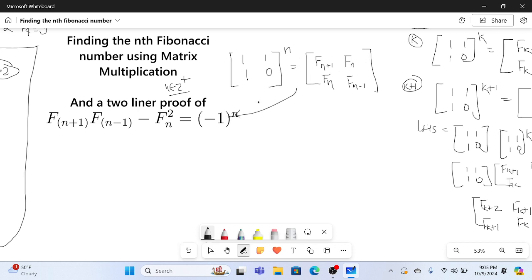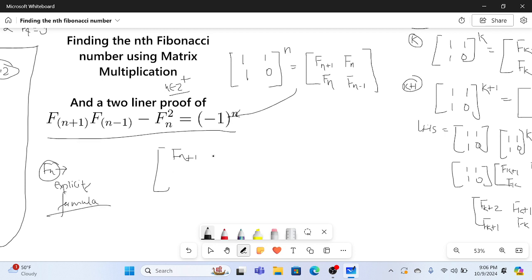Though we don't have an explicit expression for the nth Fibonacci number right now, and we need to do matrix multiplication for that, we can still prove this theorem using this relation that we have derived. So how can we prove this? We know that the matrix f of n plus 1, f of n, f of n, f of n minus 1 equals the matrix 1 1 1 0 to the power n, right?